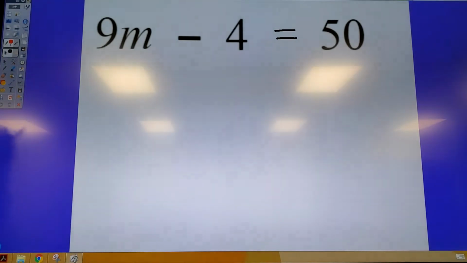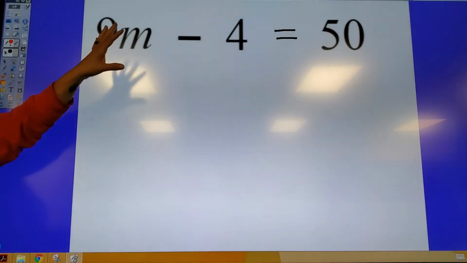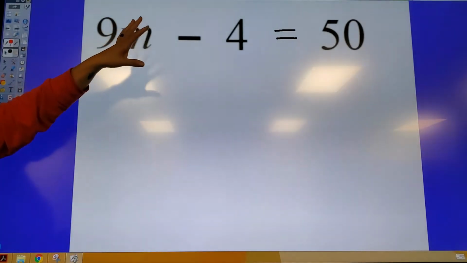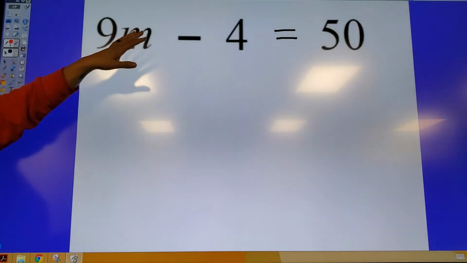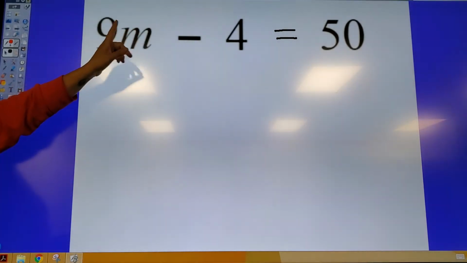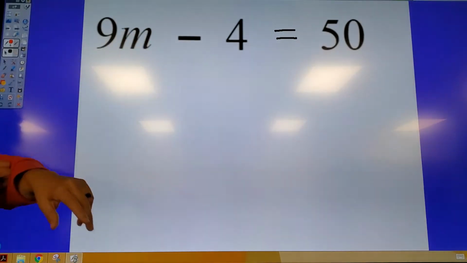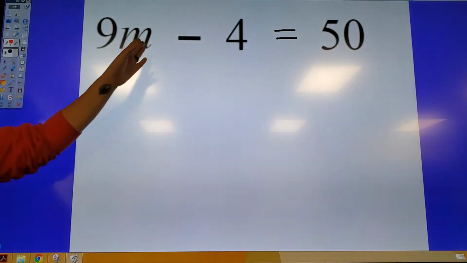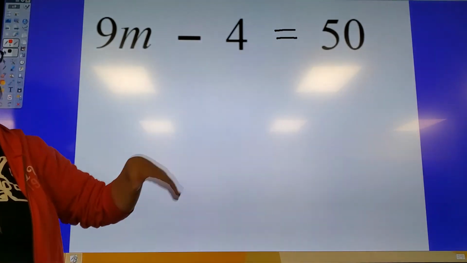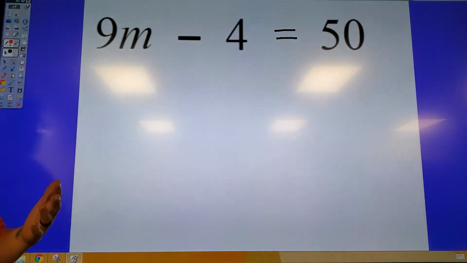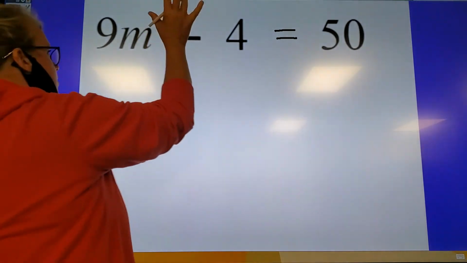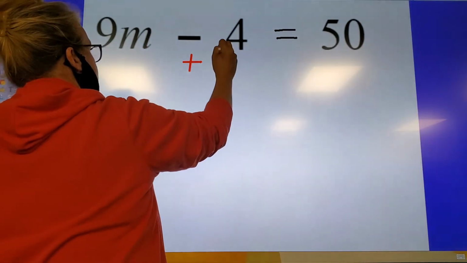All right, so identifying that here is our variable. I'm always going to use m on these. I don't know why I use m so much, but I use it a lot. So we want to get rid of this 9, and we also want to get rid of this 4. So we first want to do our adding and subtracting. So I notice this says minus 4. So I want to do the opposite of minus 4. What's the opposite of minus 4? Adding 4. So underneath minus 4, I'm going to put plus 4.